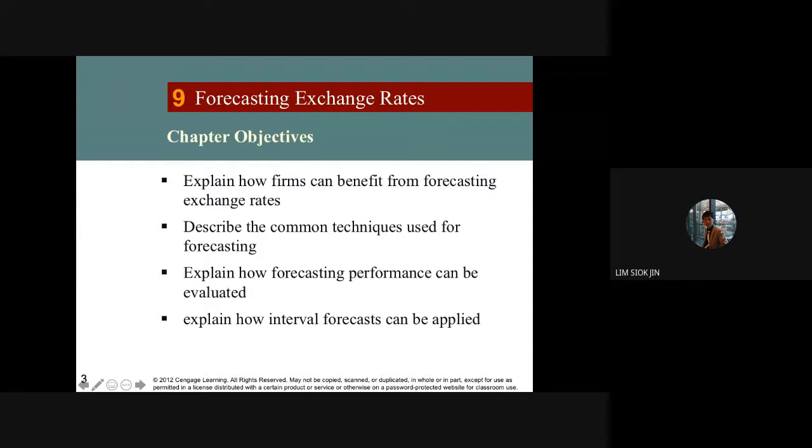Okay, so in this chapter on forecasting exchange rates, we will learn how to explain to firms whether they can benefit from forecasting exchange rates or not. Then we will also describe common techniques used in forecasting. And then we will forecast performances and evaluate them. And finally, we will see how interval forecasts can be applied. So what are these?